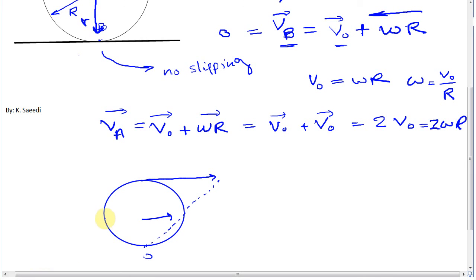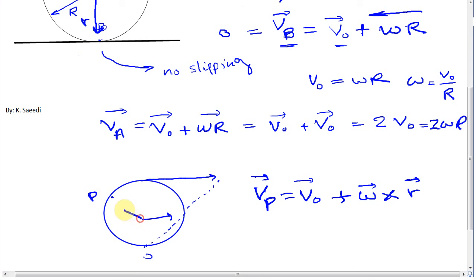For any other arbitrary point on the disk, we can use the equation that the velocity of point P is equal to VO plus omega cross r. Omega is a vector, r is a vector, VO is a vector, and VP is a vector too. Suppose point P is here, so vector r is from the center to point P. By using this equation, you can find the velocity of point P as a vector.